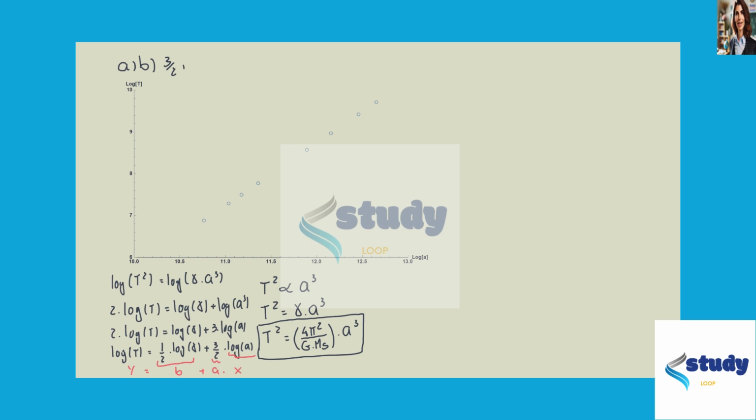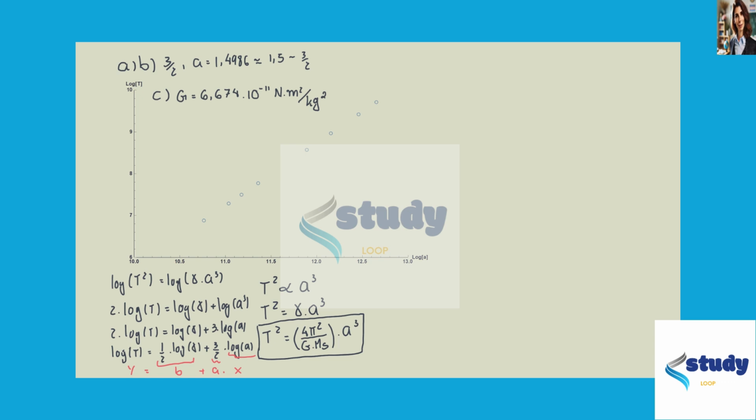Now we have to tell if our plot has the correct slope. For that, we use the computer to perform a linear fit of this data on a straight line. By doing that, we get a slope that is 1.4986, which is approximately 1.5, which would be equivalent to 3 over 2, meaning that our data has a very good agreement with the theory.